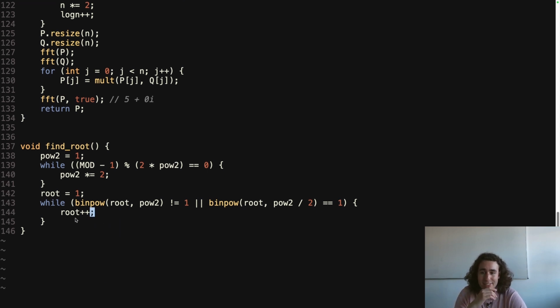And a simple exercise for you is that we can make both of these checks with only one exponentiation. So actually you only need this check. You can think about it. Okay, and that's everything that we had. Now we have our number theoretic transform.